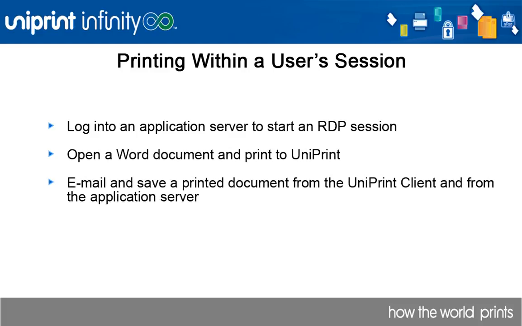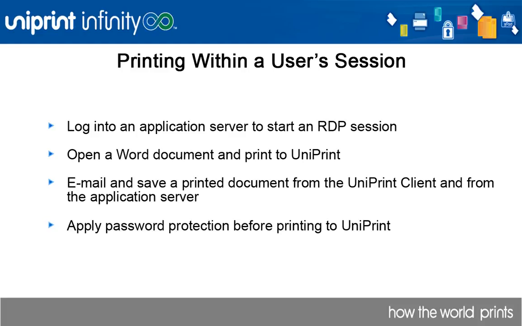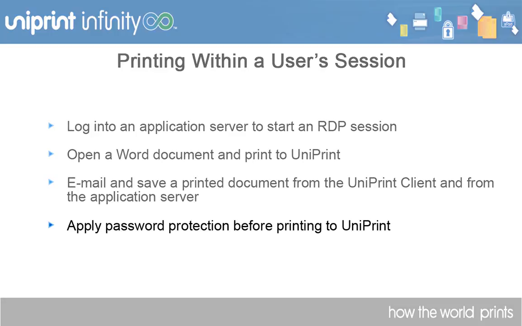We'll demonstrate two methods to email and save your print jobs. The first method is through the UniPrint Client, and the second method is through the application server. We'll be demonstrating both these methods. We'll also apply password protection to the UniPrint created PDF file. But before we start, let's see what happens to your print job after you click Print.